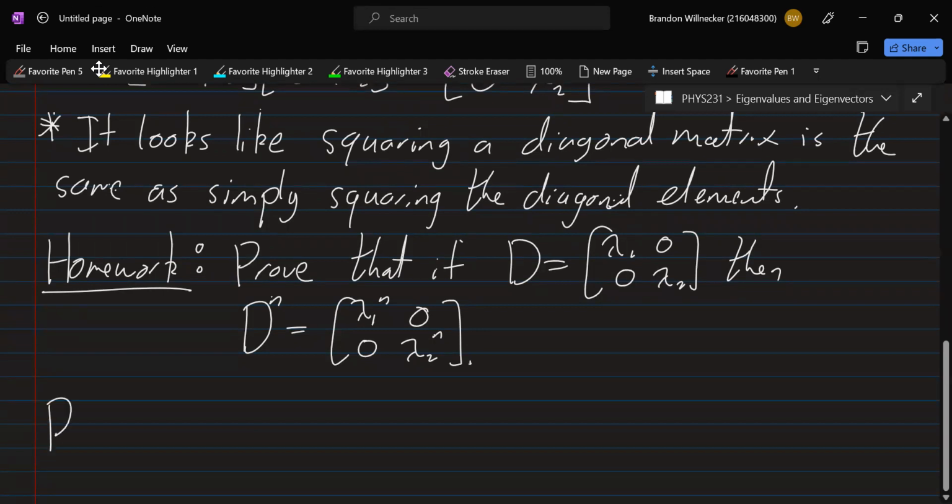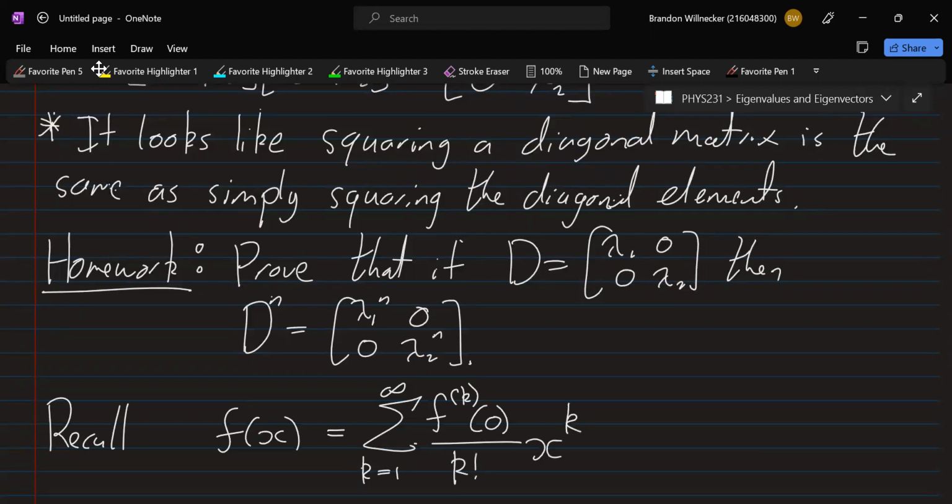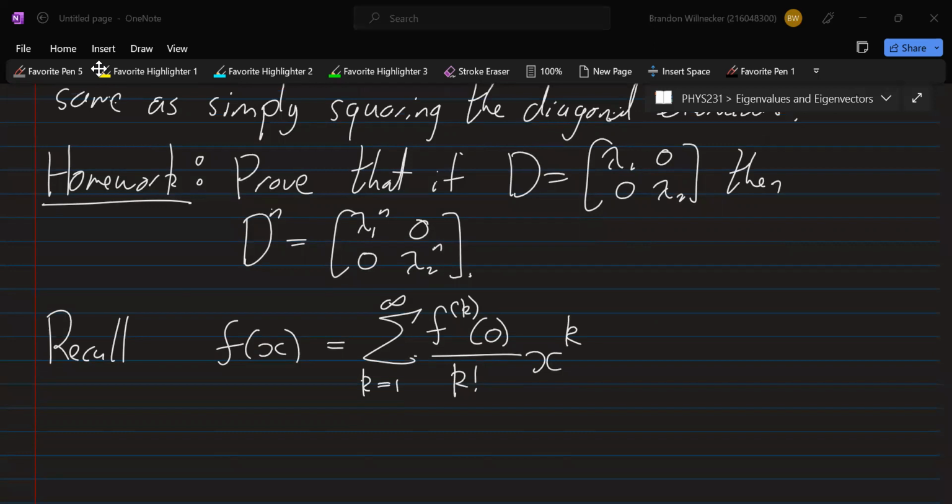Okay, so recall that f of x can be represented using a Taylor series, or in this case, Maclaurin series, but don't worry too much about that. So we have the sum from k equals 1 to infinity. We take the kth derivative, evaluated at 0, over k factorial, x to the k. Okay, so Taylor series centered at 0, or Maclaurin series. Changing this is very simple. We just shift x, and then evaluate the derivative at that point. So don't worry too much about that.